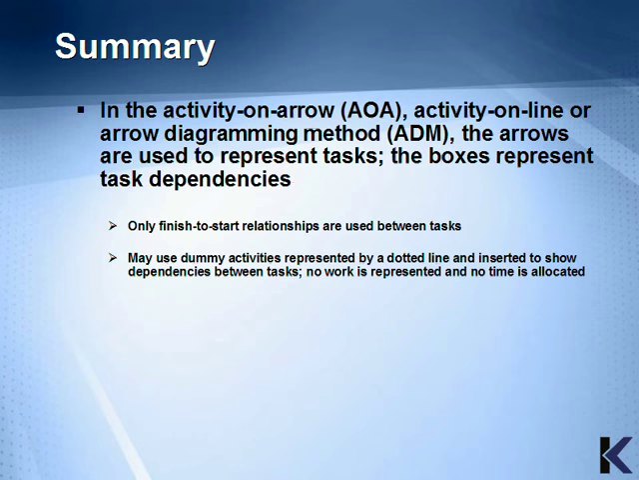In the activity on arrow, AOA, activity on line, or arrow diagramming method, ADM, the arrows are used to represent tasks. The boxes represent task dependencies. Only finish to start relationships are used between tasks, and it may use dummy activities represented by a dotted line and inserted to show dependencies between tasks. No work is represented and no time is allocated for dummy activities.